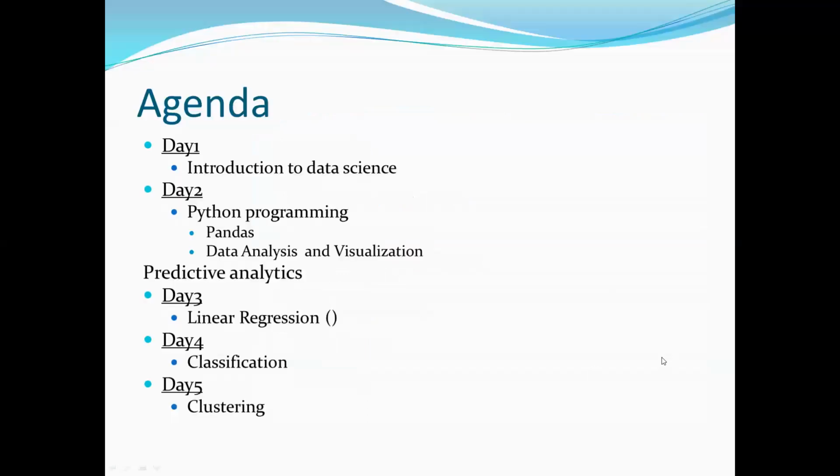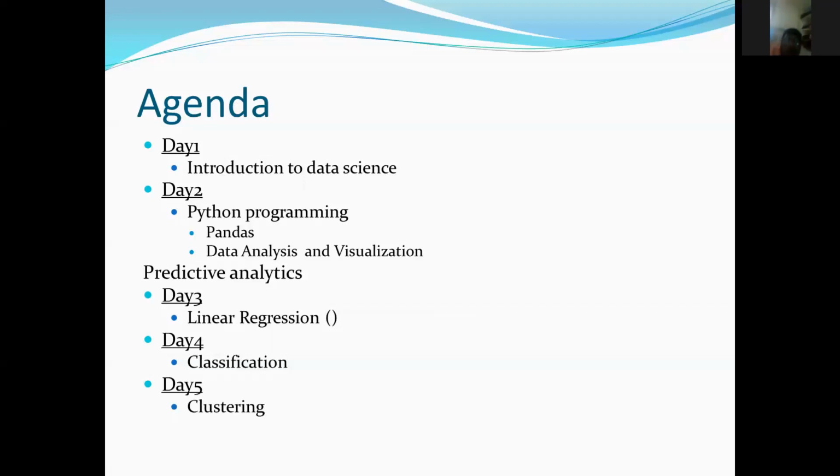So what is data science, and where are we using it? And if we have to build an application, or if we have to build a project in data science, what are the steps involved? What is the approach that we are going to take? So that's going to be the main discussion for today, the day one.